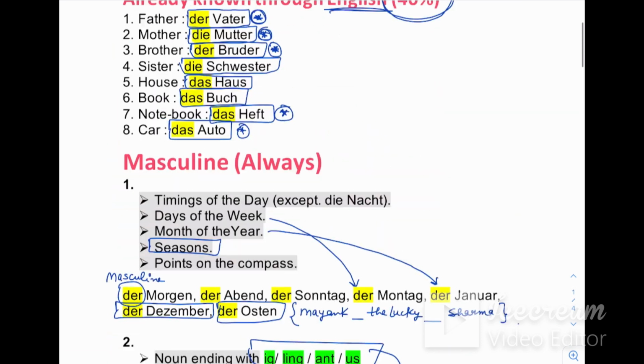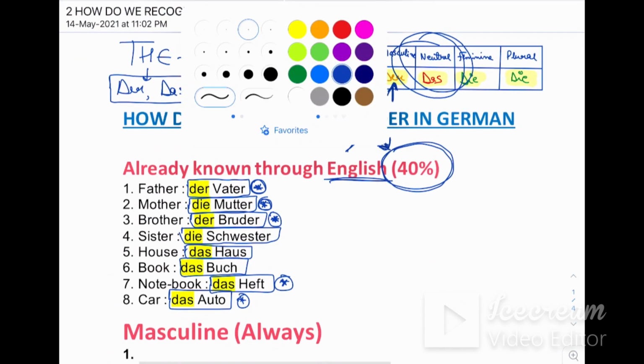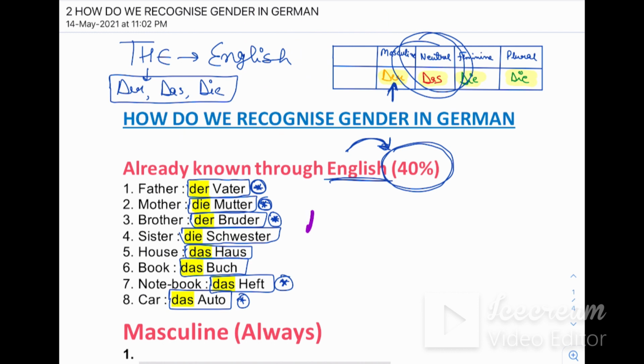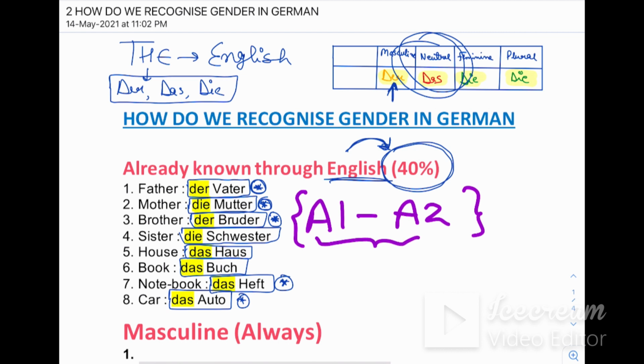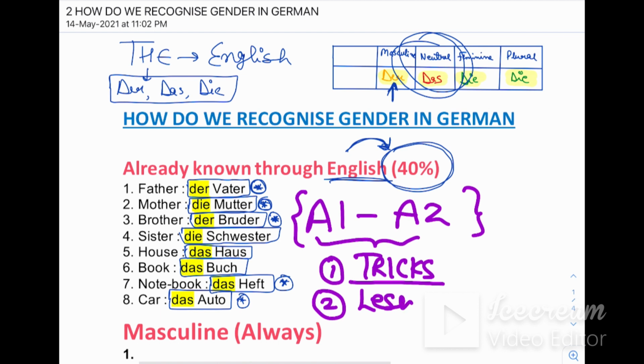Okay students, these tips and tricks are for A1 A2. These tips and tricks are enough for your A1 A2 level. For higher levels there are other different tips and tricks. But again I told you, first, there are tricks which I already told you, and second, learn by lesson. The more you read, the more you will recognize about the articles.